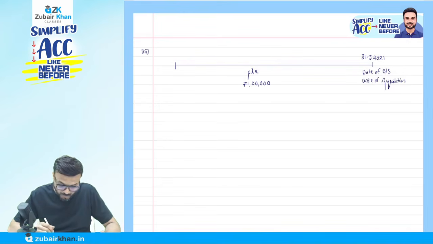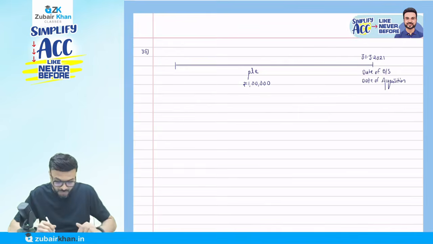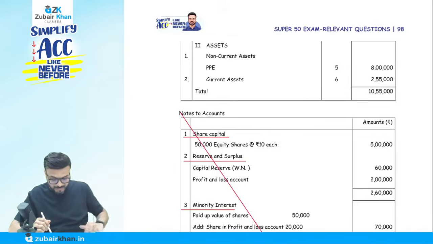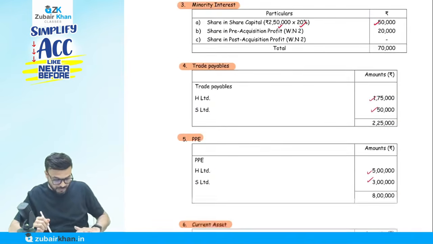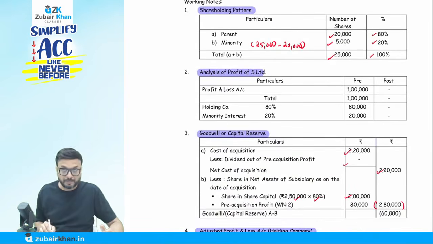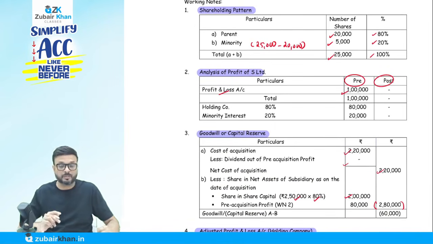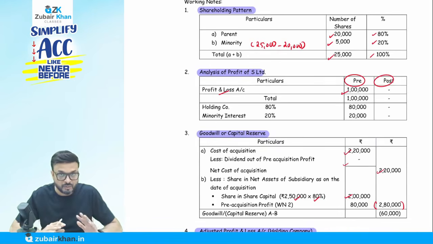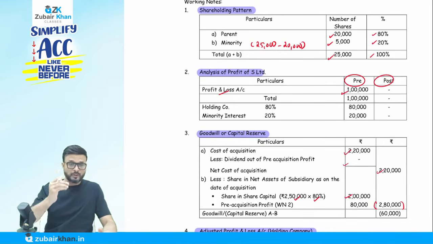So what we do is make working note number 2 for the analysis of profit of the subsidiary company. In working note number 2, you will see the pre-acquisition profit and the post-acquisition profit. They have a profit of 1 lakh rupees, so it will come in pre-acquisition profit only. Okay, done. We have covered all items. Now we'll close them one by one.